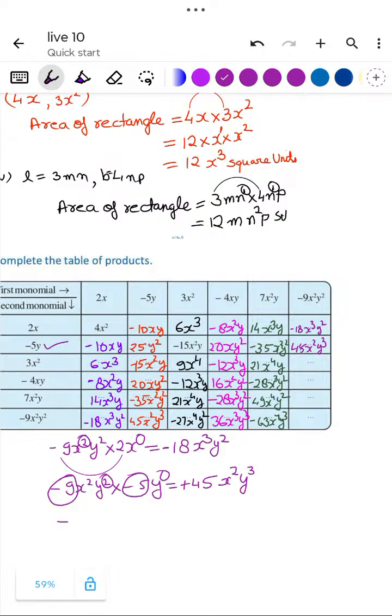Third is negative 9x square y square into 3x square. So this is negative 9 into 3 is negative 27. x to the power 2 plus 2 is 4, and y square. So this is negative 27x to the power 4 y square.